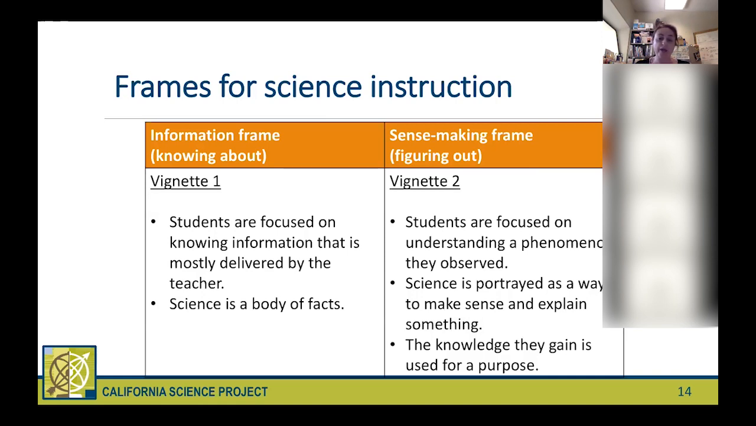And instead, when we are in the vignette 2 classroom, the sense-making frame, students have observed something and now they're trying to figure out, they're trying to make sense of this something. They are developing knowledge, but they are using their knowledge for a purpose.